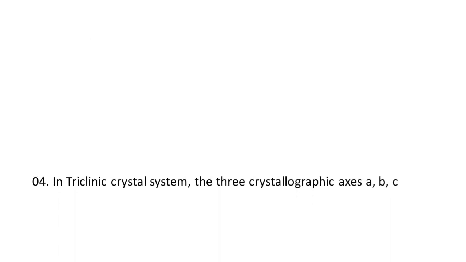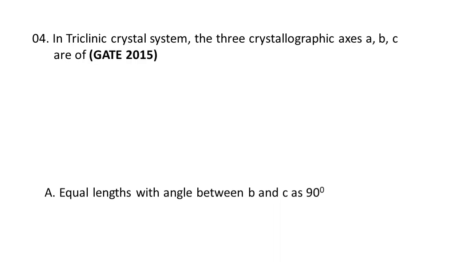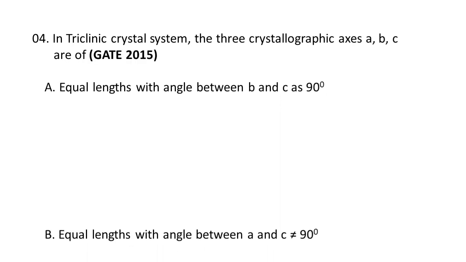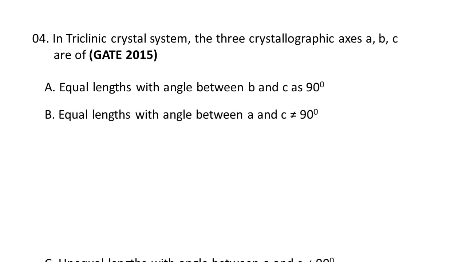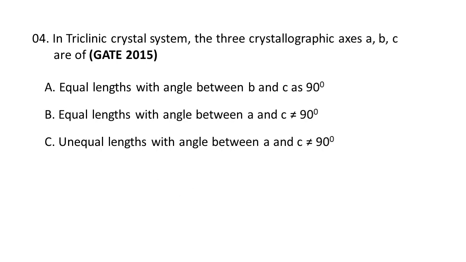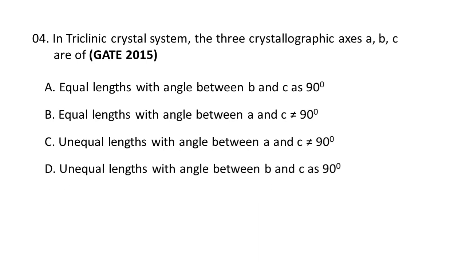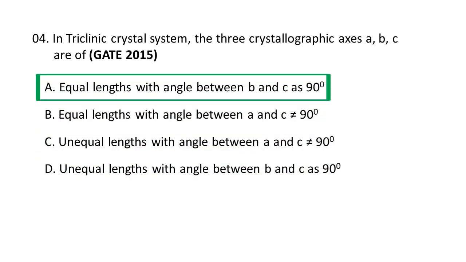Next question. In triclinic crystal system, the 3 crystallographic axes a, b, c are of A. Equal lengths with angle between b and c as 90 degrees, B. Equal lengths with angle between a and c not equal to 90 degrees, C. Unequal lengths with angle between a and c not equal to 90 degrees, and D. Unequal lengths with angle between b and c as 90. So the correct option is, in triclinic system, the 3 crystallographic axes a, b, c are of equal length and the angle between a, b and c is 90. So A is the correct option. Next question.